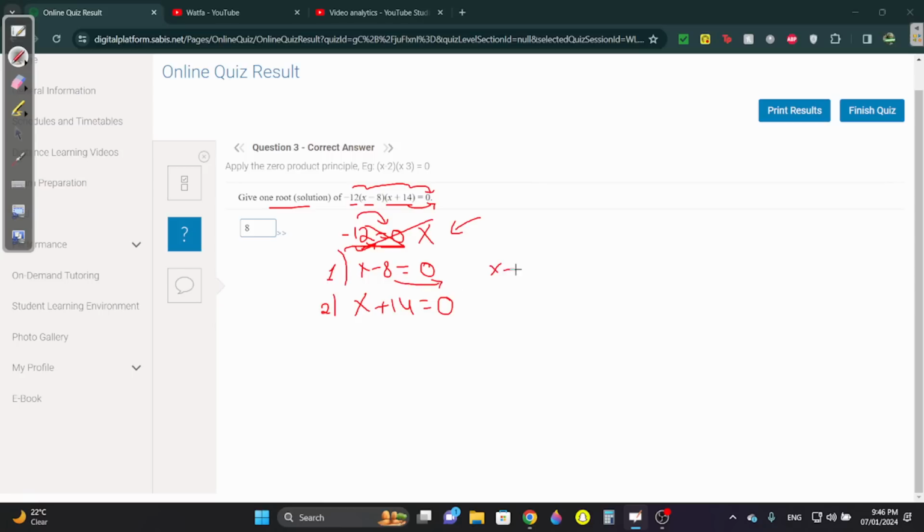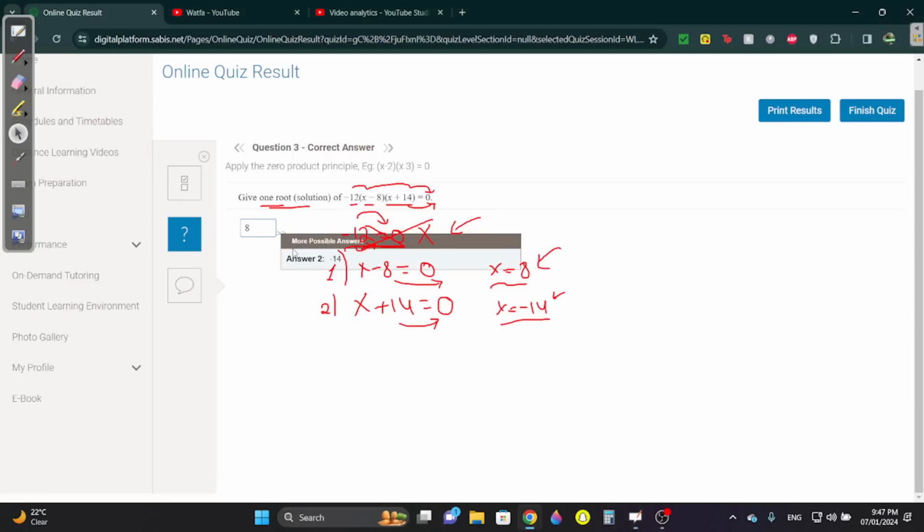X minus 8, moving 8 to the right, you get x equals 8. x plus 14, moving 14 to the right, you get negative 14. So these are your two solutions. They're saying give one root, so you can either put 8 or negative 14. If you click the other answers, there's also negative 14.